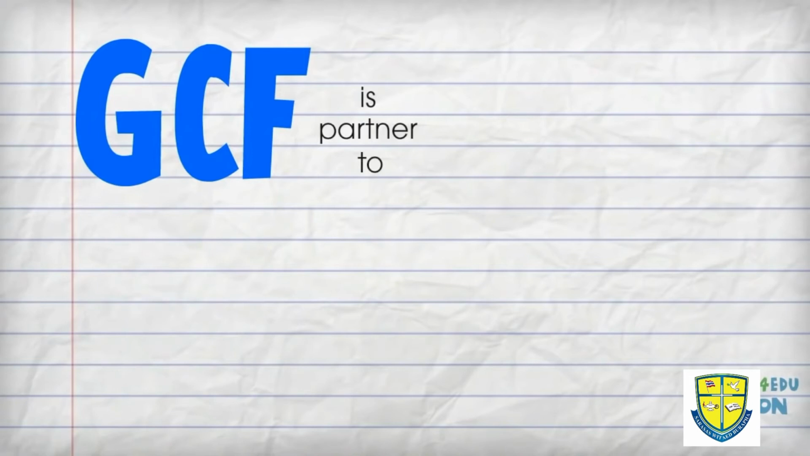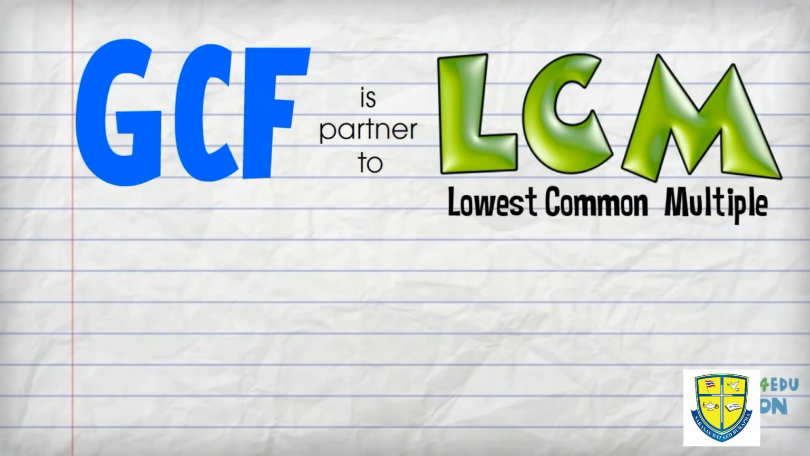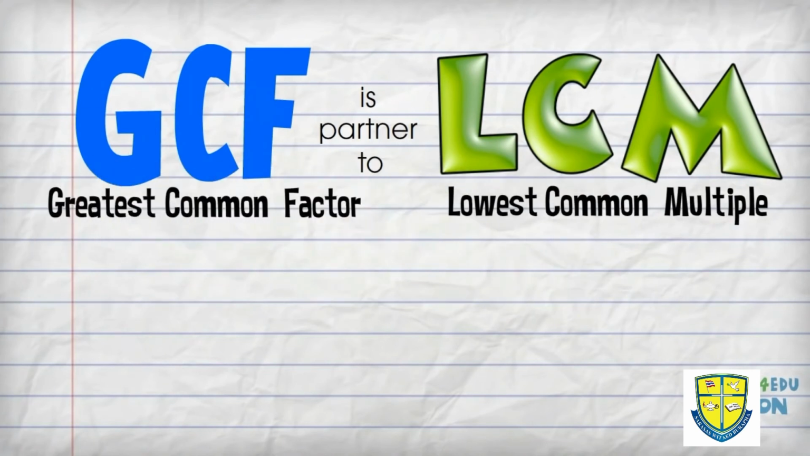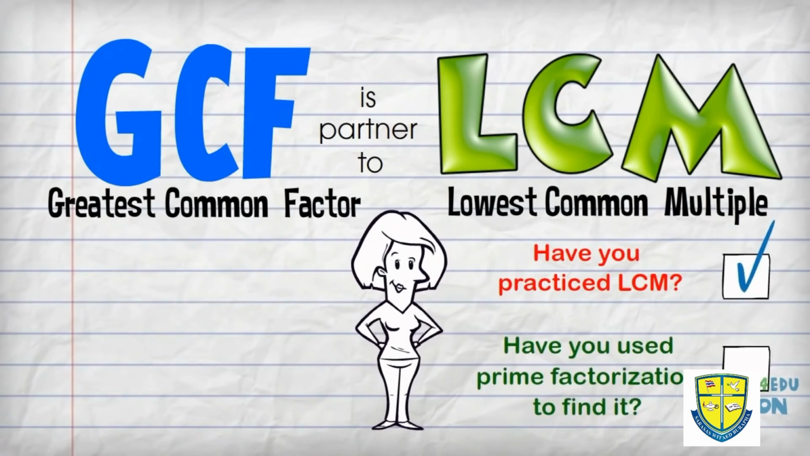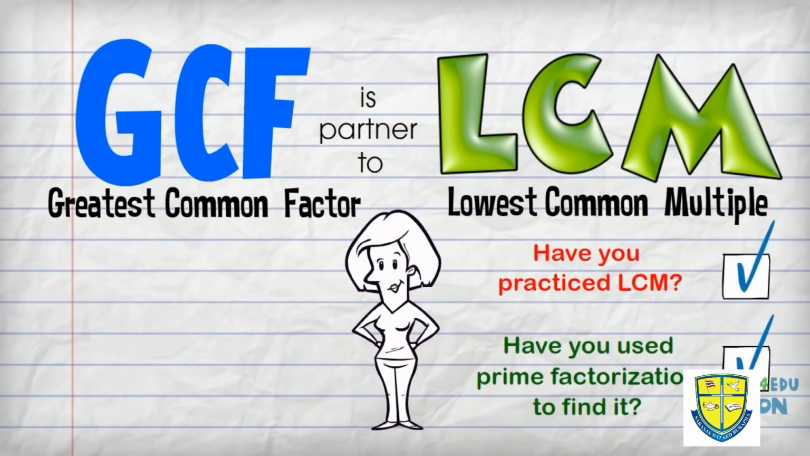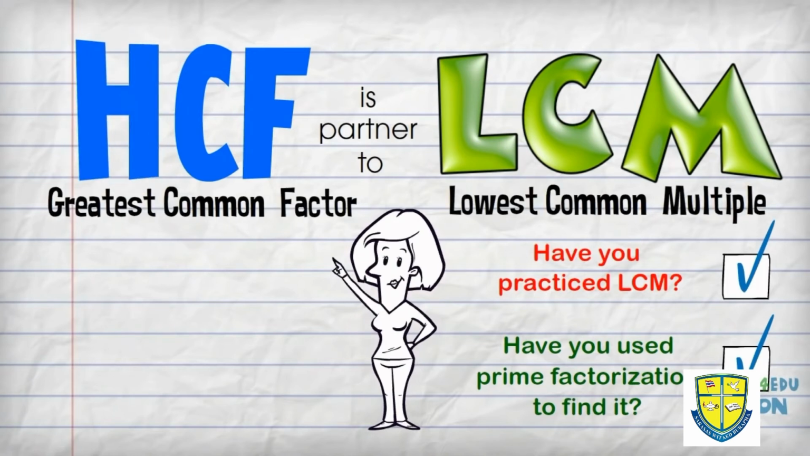GCF is the partner to LCM. You have learned how to find the lowest common multiple. Now we learn how to find the greatest common factor. If you've practiced LCM and have used prime factorization to find it, then you are ready for GCF, which is also known as HCF or highest common factor.